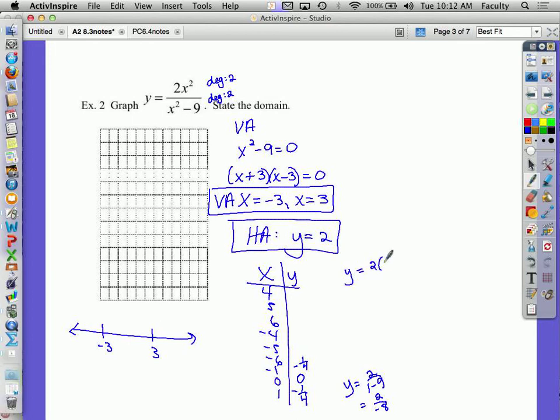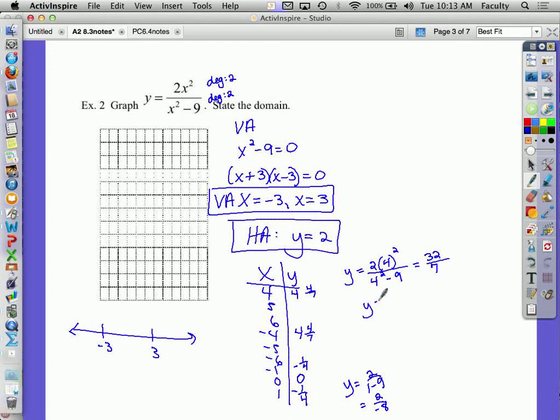All right, let's try 4. Y equals 2 times 4 squared over 4 squared minus 9. That's 2 times 16 is 32. 16 minus 9, that's 7. Now, 7 goes into 32 4 whole times. That's 28, and there's 4 left over. So that's 4 and 4/7. You guys, this is elementary school math that I'm working with. So we should be okay with that. So at -4, it's the same value.